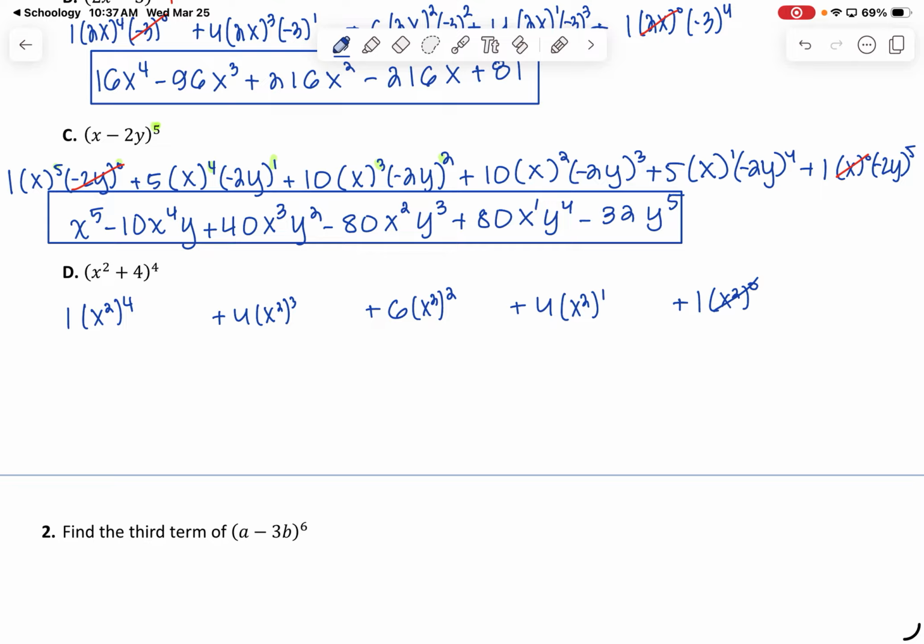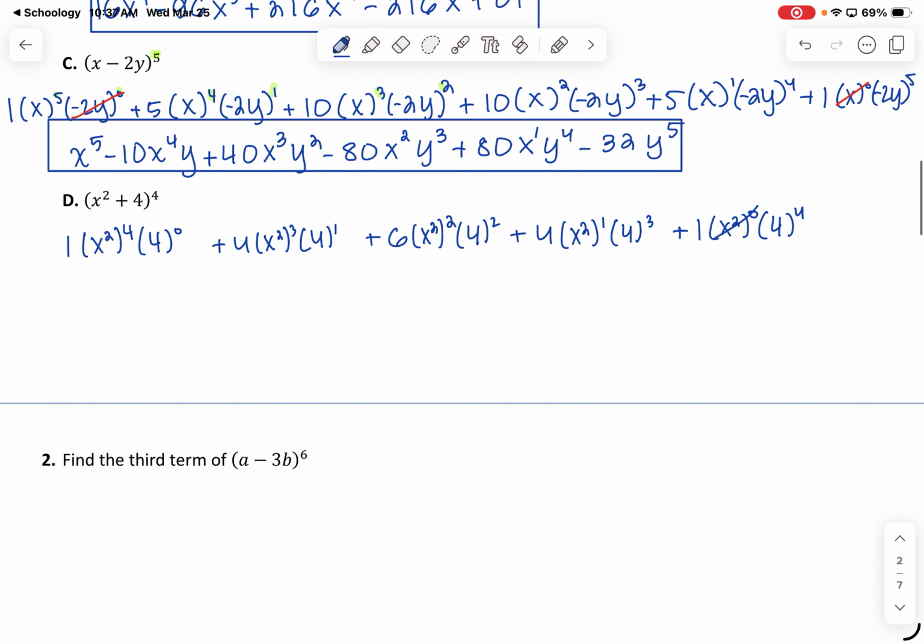All right, and then for my second term, which is a 4, I have 4 to the 0 power, 4 to the 1st power, 4 to the 2nd power, 4 to the 3rd power, and 4 to the 4th power. Voila. Okay, cleaning this up.